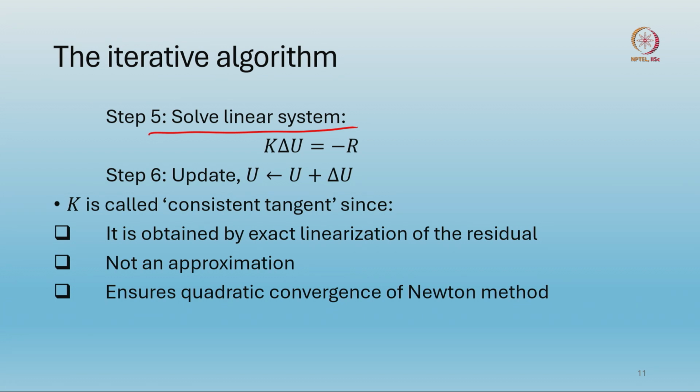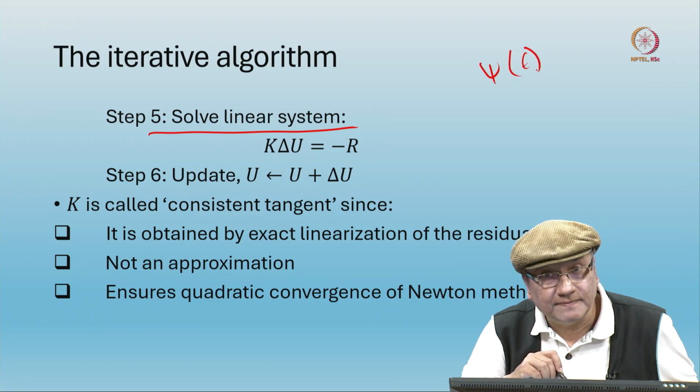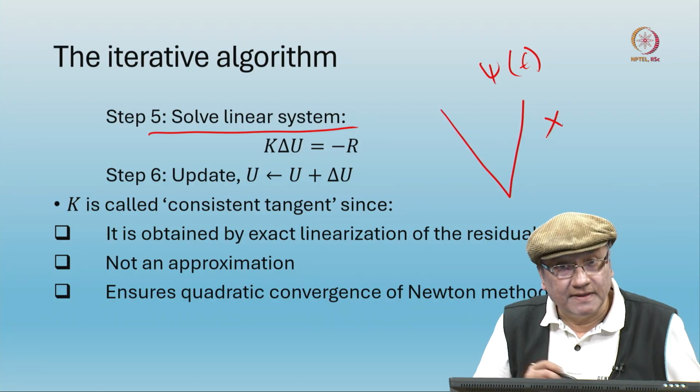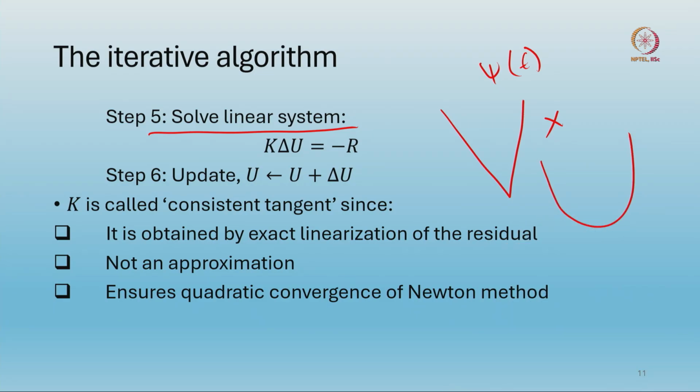Then in step 5, you need to solve the linear system K times the increment delta U equals minus R, and then update. So, K should be invertible. Why is K invertible? Because psi is a strictly convex function of epsilon. Strictly convex means it cannot be like this, this is not acceptable. It should at least be something like this. It should be smooth everywhere, with no points of non-smoothness. That means the second order derivative of psi with respect to epsilon can never go to 0.